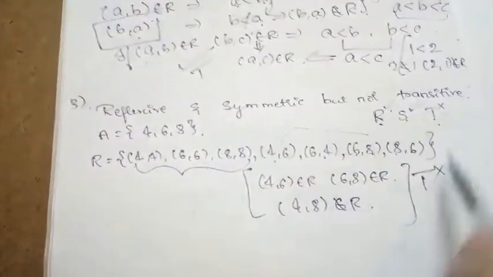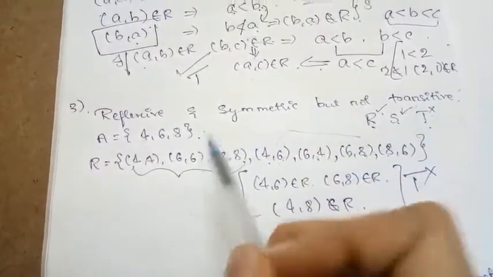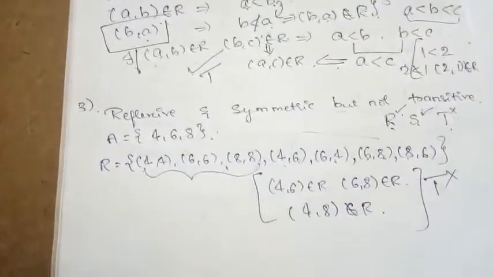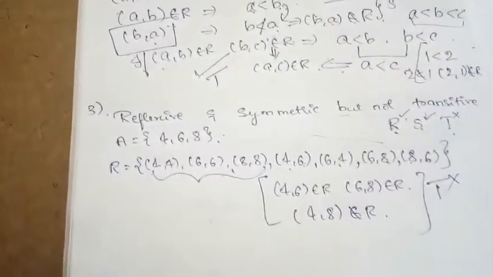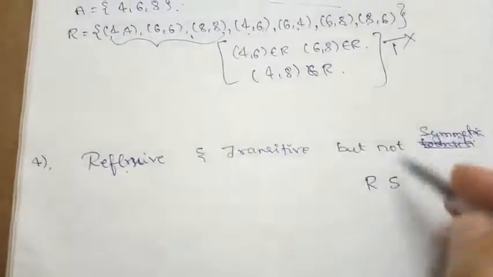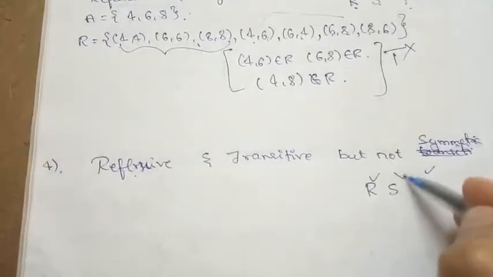So this is how we are taking random examples to frame the relation according to the given conditions. So let us move to the next one. The next is a relation which is reflexive and transitive but not symmetric.